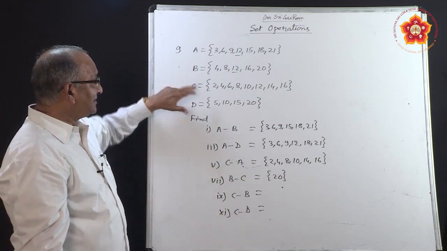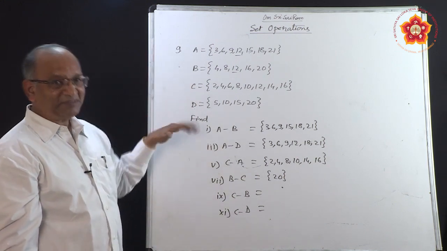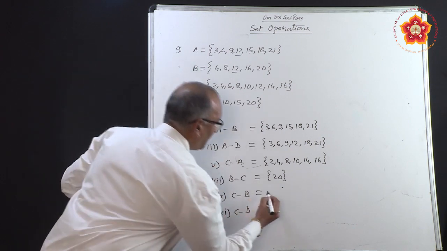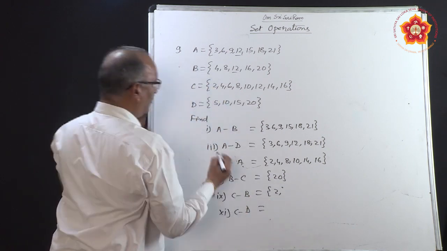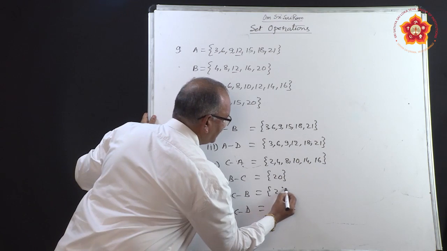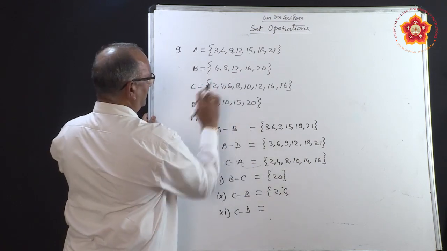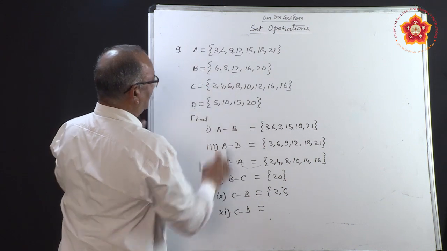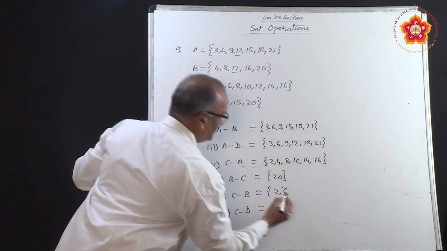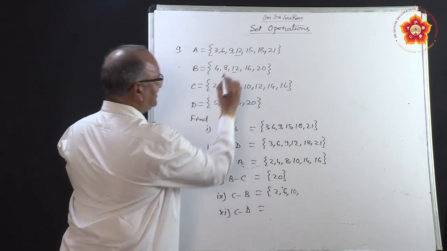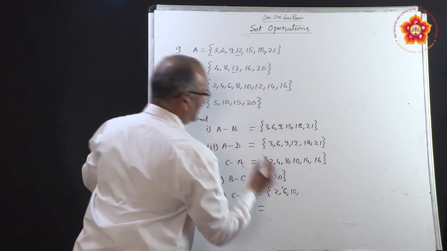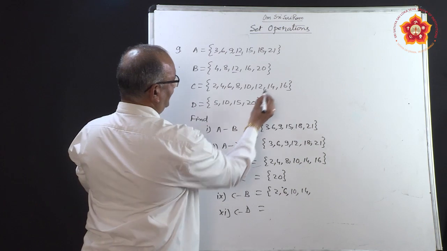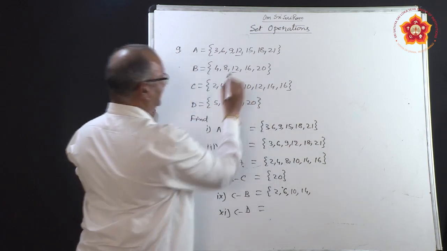Then he says C difference B. From C you remove B. So 2. 4 is there. Then 6. From C we are removing the elements of B. So 6. 8 is there. 10. 12 is there. So remove it, leave it. Then we have 14. 14 is there. And then we have 16 is again common.